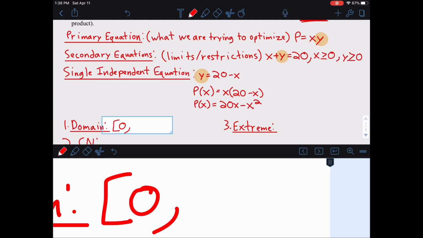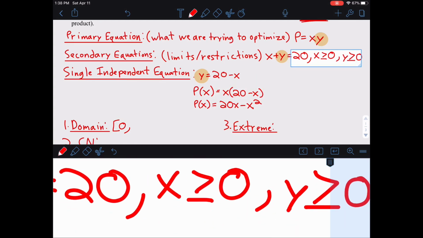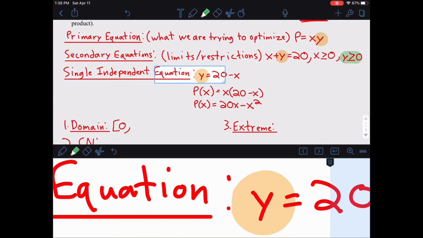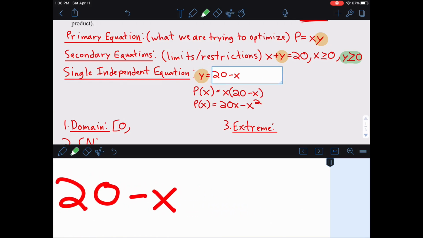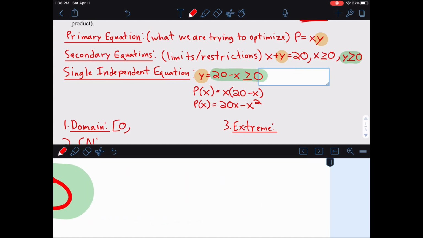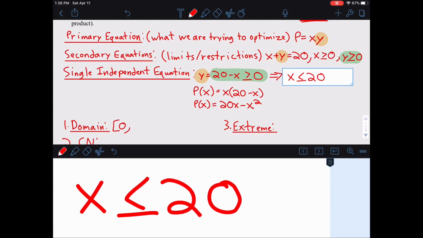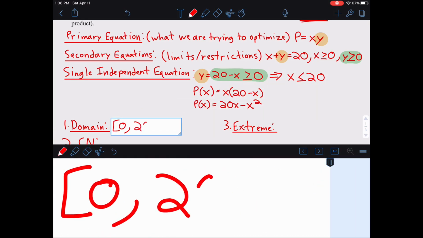And what we can do here is actually do a combination of my secondaries. So I know that y has to be greater than or equal to 0, right? And I also know that y is equal to 20 minus x. So that means that 20 minus x has to be greater than or equal to 0. And now this is an inequality that I can go ahead and solve. And that would tell me that x has to be less than or equal to 20. And that becomes the upper bound for my domain.